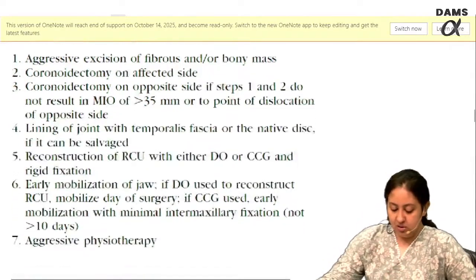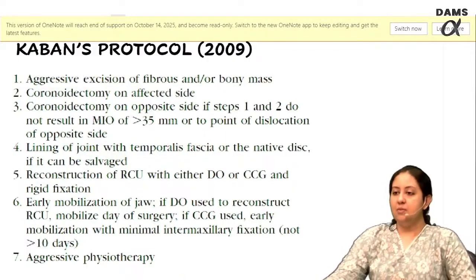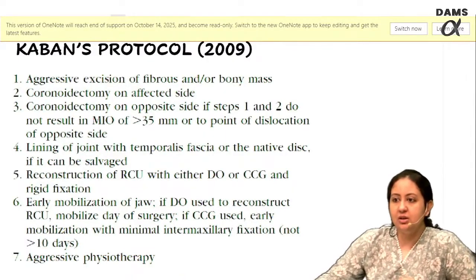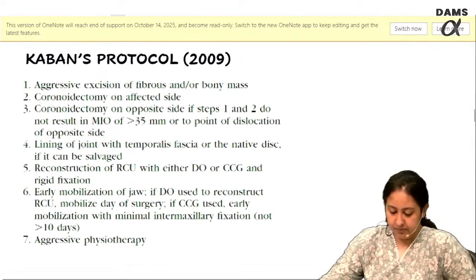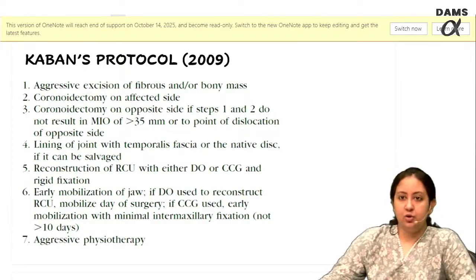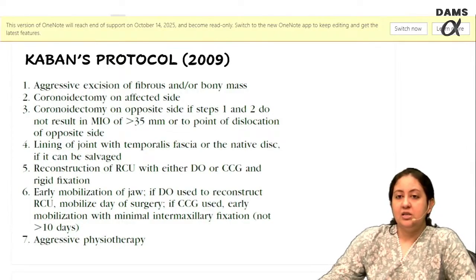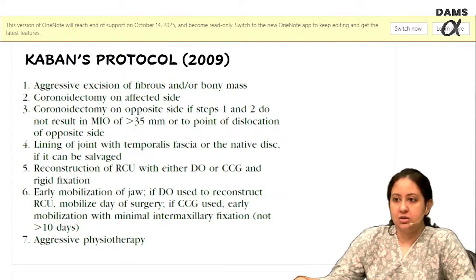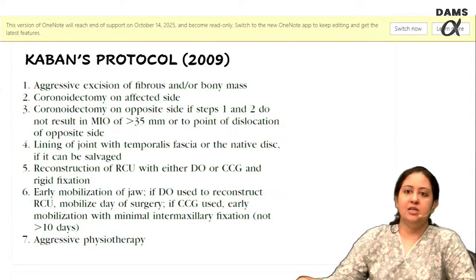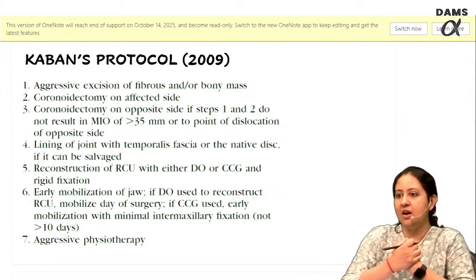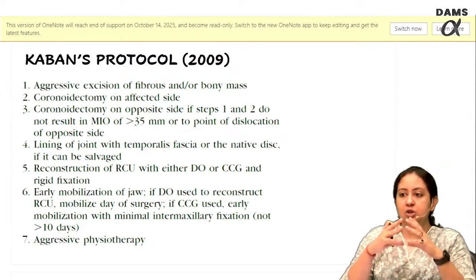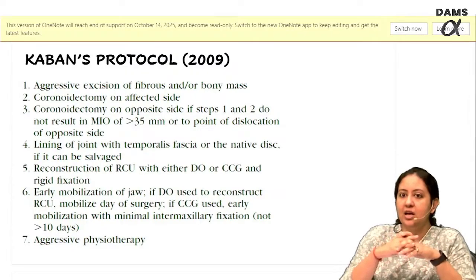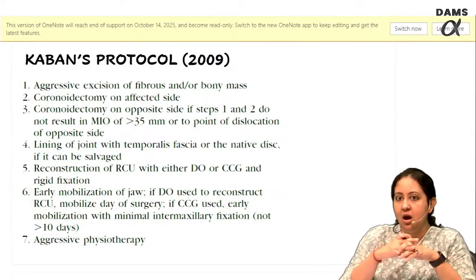So you can take a screenshot of this. These protocols are important, and you have to remember this. The first point is aggressive excision of fibrous or bony ankylosis. What do you mean by aggressive excision? That means you have to completely remove the ankylotic mass. You don't have to leave behind anything which forms a part of the ankylotic mass.